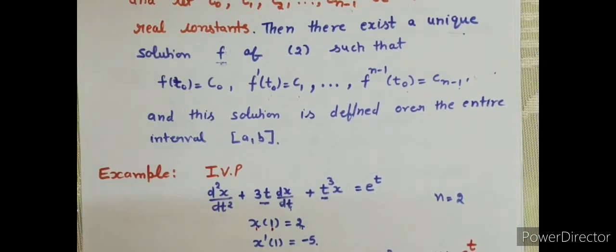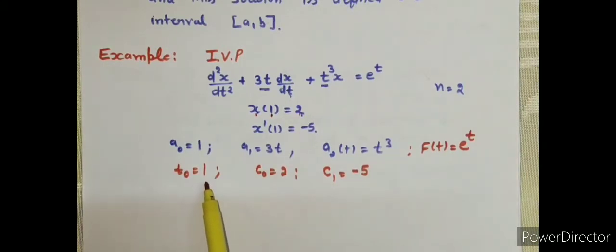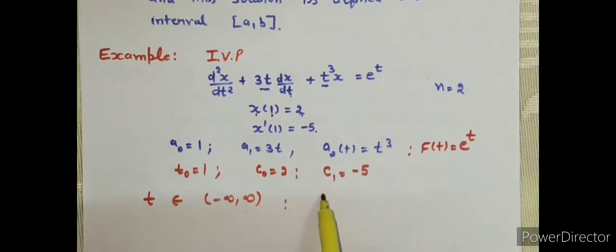Okay, so all these a0, a1 and a2, including this f(t), are continuous functions for all values of t in the interval minus infinity to infinity, and this t0 = 1 also belongs to this interval, and c0 is 2 and c1 is minus 5.